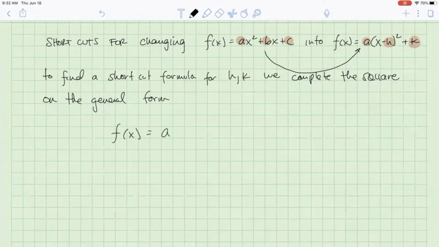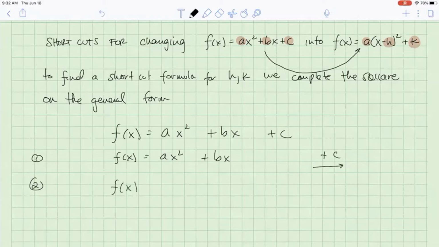f of x is equal to ax squared plus bx plus c. And the first thing I'm going to do is move my constant off to the right. I'm going to ignore my constant. The second thing I'm going to do is factor out that leading coefficient. Now, this is a times the quantity x squared plus, how many times does a go into b? I don't care. When I pull it out, I just get b over a.